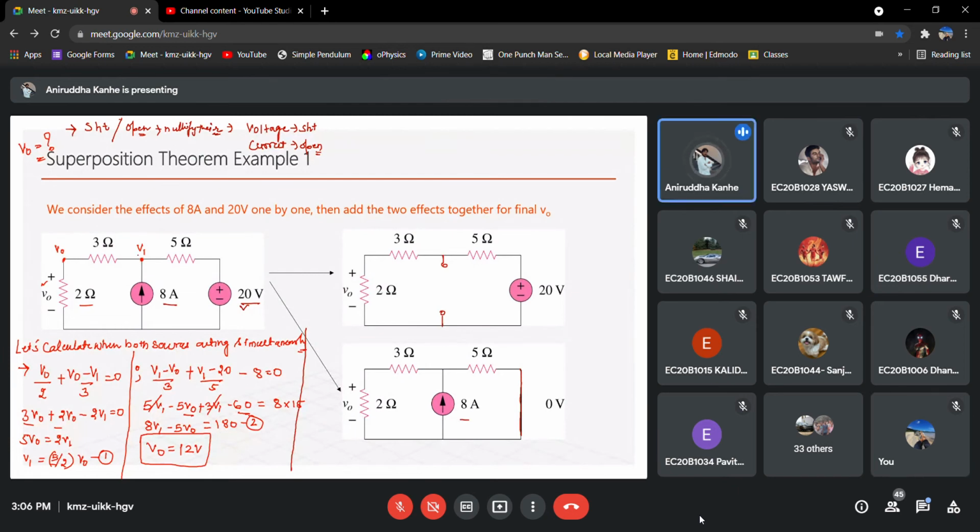Good. Now, let us start with the circuit number B, and then we'll jump to the C. So for B, what you are interested in is 2 ohms. So how can you find out the voltage at 2 ohms? Can anyone quickly do that? You can use the voltage divider.